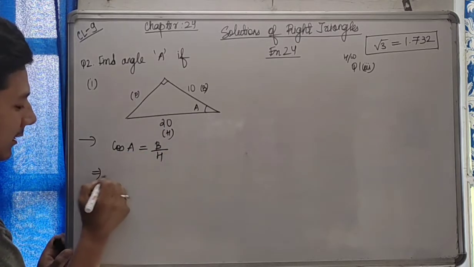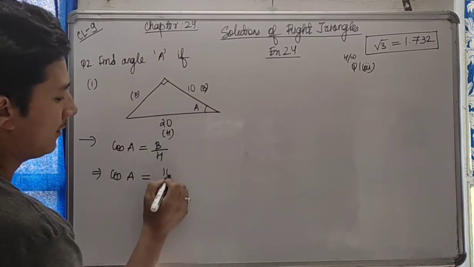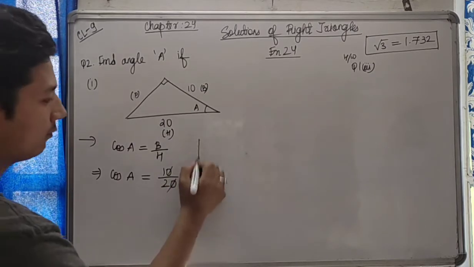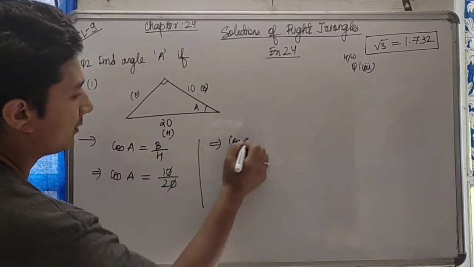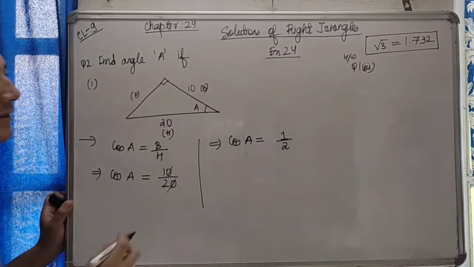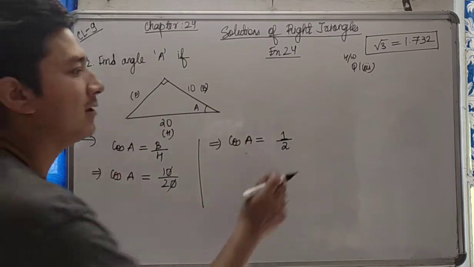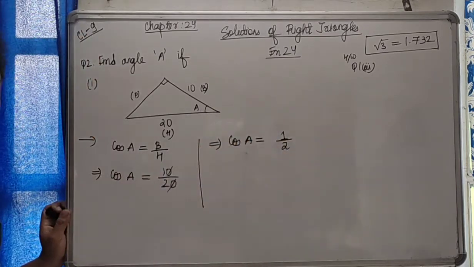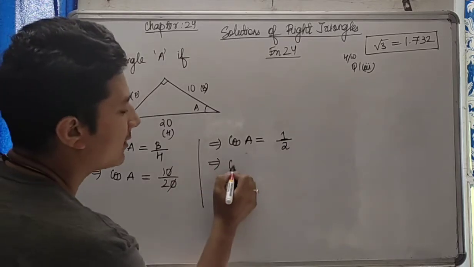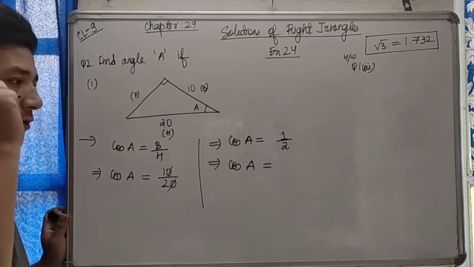I hope you are understanding. So cos A is equal to, brown means 10 and hair means 20. 0 0 gets cancelled out, so therefore we are getting cos A equals 1 divided by 2. See, this time I need to find the angle. Now tell me, cos of which angle is half? If you have learned the trigonometric table, then you'll be able to answer. Please learn the table. I'm telling you, cos of which angle is half?